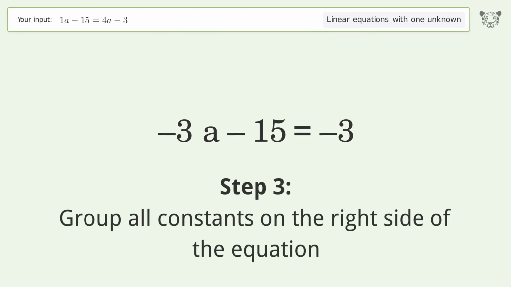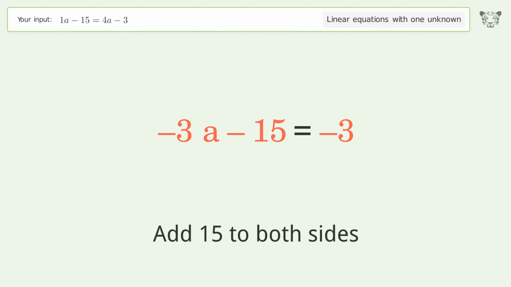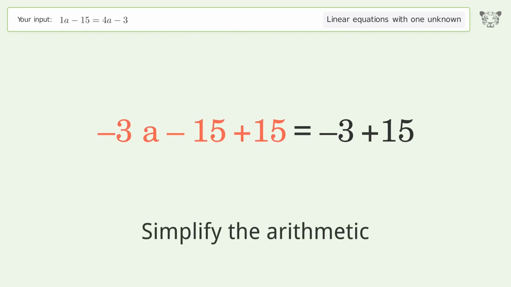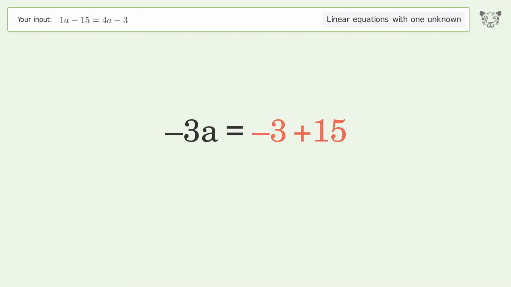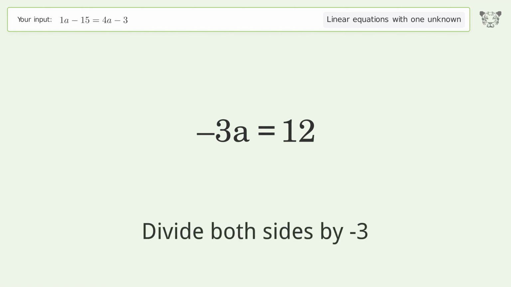Group all constants on the right side of the equation. Add 15 to both sides. Simplify the arithmetic. Isolate the a. Divide both sides by -3.